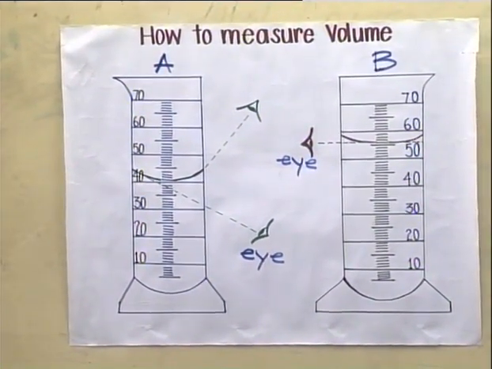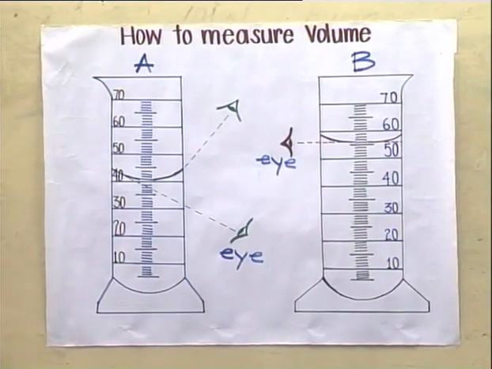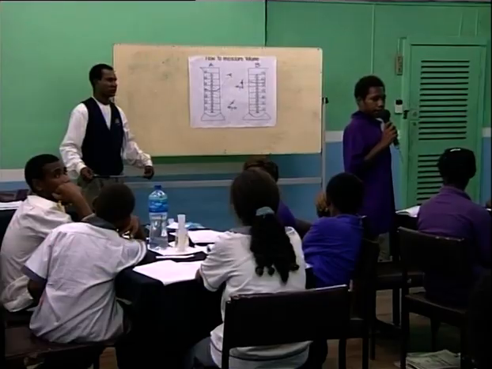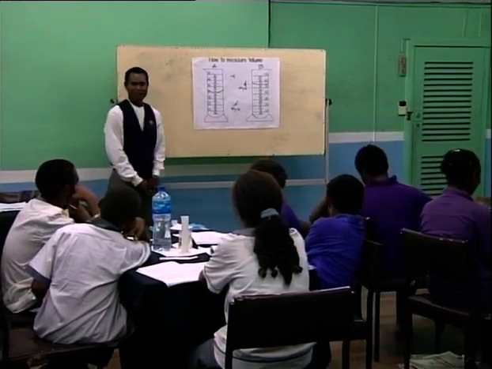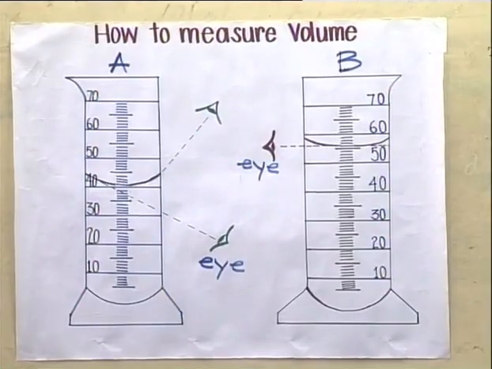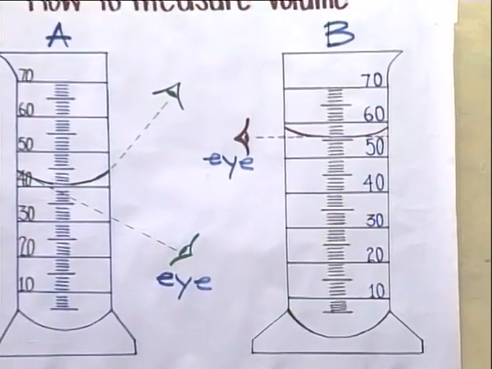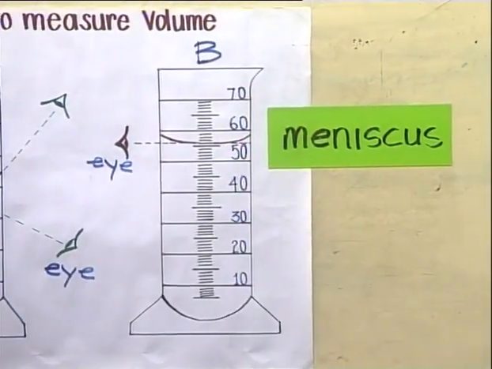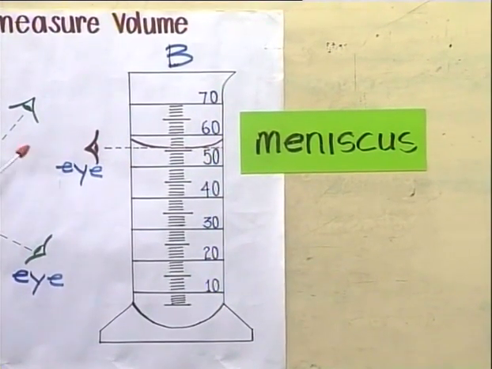Can someone tell me which way is the correct way to read the water level? Diagram A or diagram B? Melvin? Diagram B. Any others? Okay, thank you, Melvin. Our correct one is diagram B. The curve on the surface of the water is called the meniscus. Say the word meniscus. Meniscus.